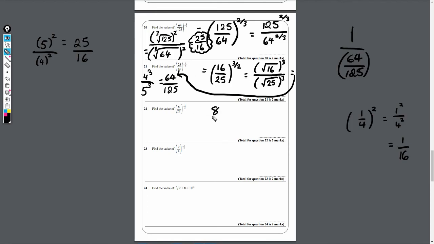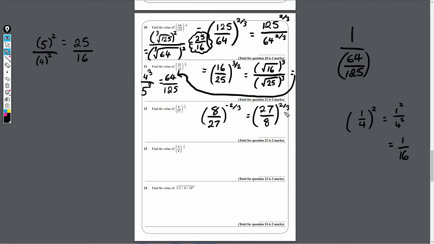So I've got 8 over 27 to the minus 2 over 3. To the minus 2 over 3. Which should just be the same as flipping this fraction and making the power positive. So that's going to be 27 over 8 to the 2 over 3. Okay.